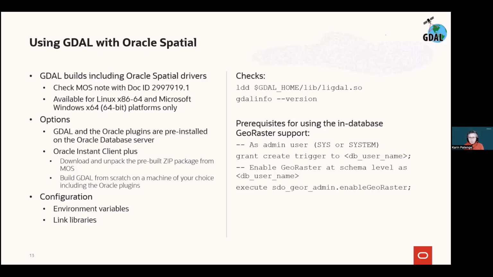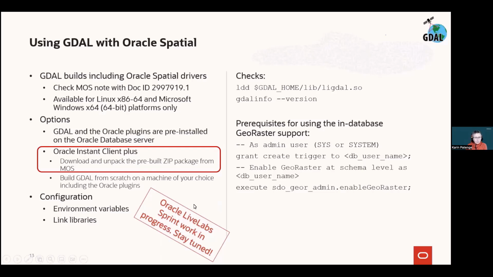But once you have it granted, you can log into the Oracle database with your own user and just execute this call, enable GeoRaster, once. If that's executed, then your database schema is prepared to also work with raster data. The raster data support is at the schema level, and it's not enabled by default, so you need to enable it if you want to also store and work with raster data.